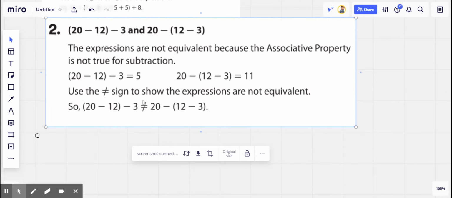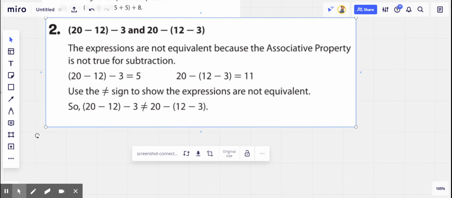All right, so we're doing the same thing here. We have to say if they're equivalent or not, and then talk about what property is being used. Okay, it says we have 20 minus 12 in parentheses minus 3, and 20 minus, and then parentheses 12 minus 3. So they are the same numbers. They're grouped differently, but we are subtracting instead of adding here. Okay, so let's see what that does to our expressions.